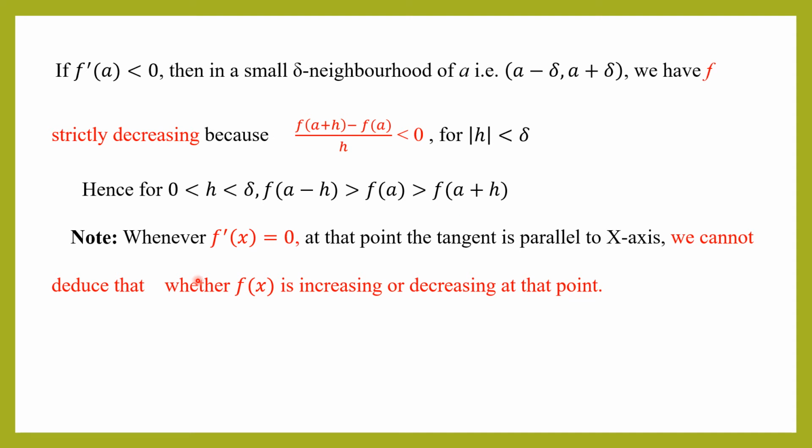Note, whenever f dash of x equals 0, at that point the tangent is parallel to the x-axis. As the slope of the x-axis is 0, that means the derivative is 0. Also, for lines parallel to the x-axis, the slope is 0. We cannot deduce whether the function is increasing or decreasing at that point.